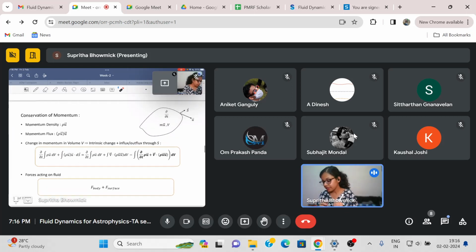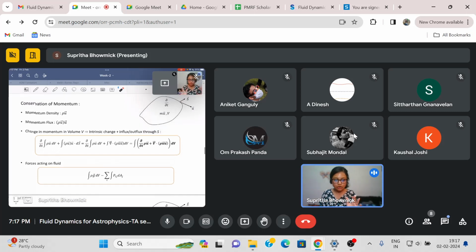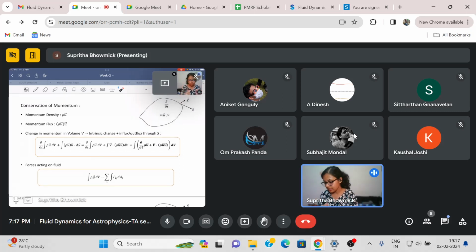Next, we have to now compute the forces that are acting on a fluid. And let's say that there are two types of forces acting on the fluid. You have to, of course, treat body forces and surface forces differently. So let's say one of the body forces that's acting on this volume V is gravity. And let's say some pressure P.